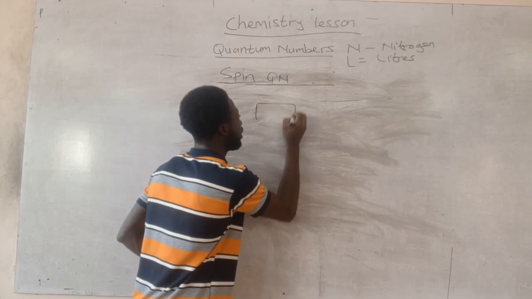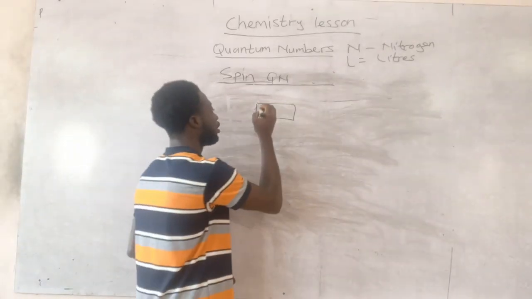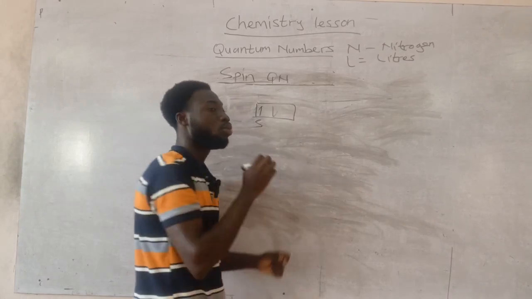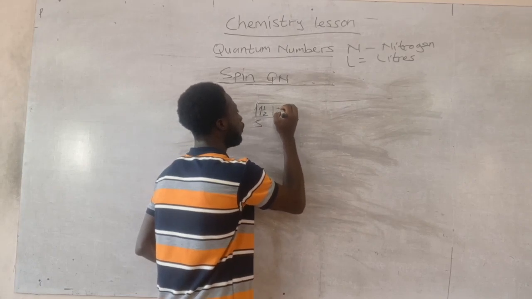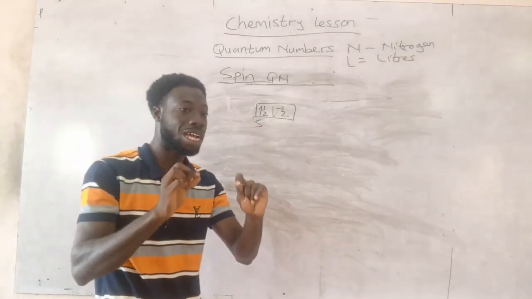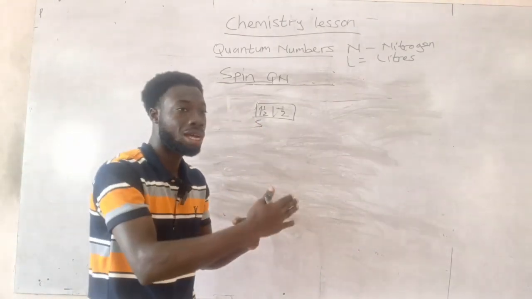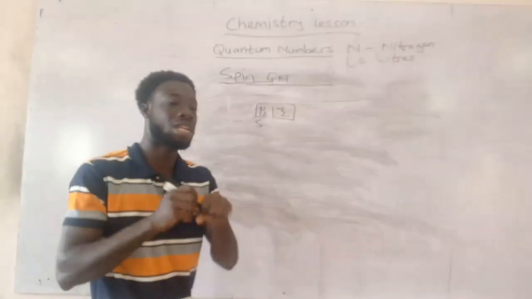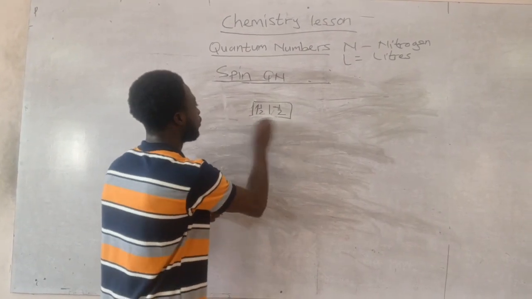So let's say this is our s orbital, and these are our electrons. One goes up and one comes down, so we have negative 1/2 or plus 1/2. So this is what it describes: the direction of the electrons, either clockwise or anti-clockwise. So let's solve questions so that we can get the understanding of it very, very well.